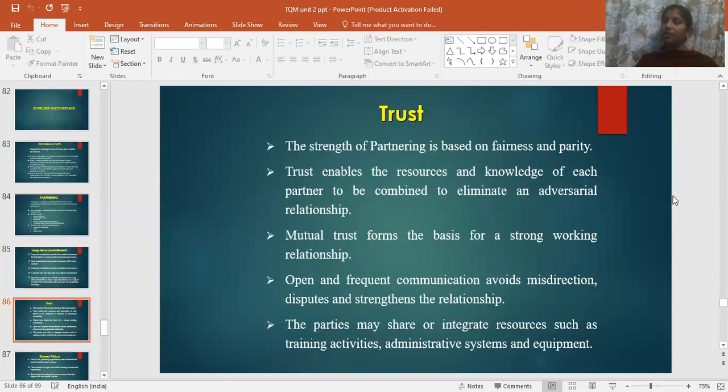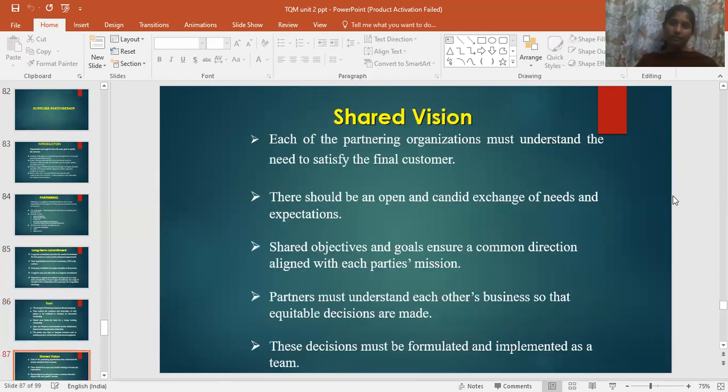Trust. This is the strength of partnering. Trust strengthens the partnership, which is based on fairness and parity. Trust enables the resources and knowledge of each partner to be combined to eliminate an adversarial relationship. Mutual trust forms the basis for a strong working relationship. Open talk and frequent communication avoid misdirection and disputes and strengthen the relationship. The parties may share or integrate resources such as training activities, administrative systems, and equipment.